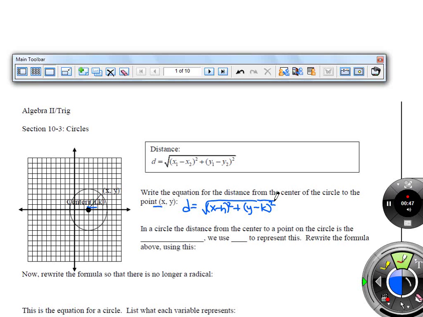Now, in a circle, the distance from the center to a point on the circle is the radius. And we use r to represent this. So we are going to rewrite the formula above using r as the distance from the center to x, y, which means instead of d equals, our formula would say r equals. And then we would have this information.